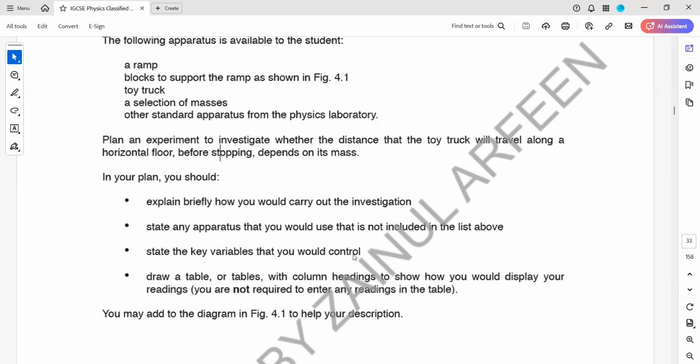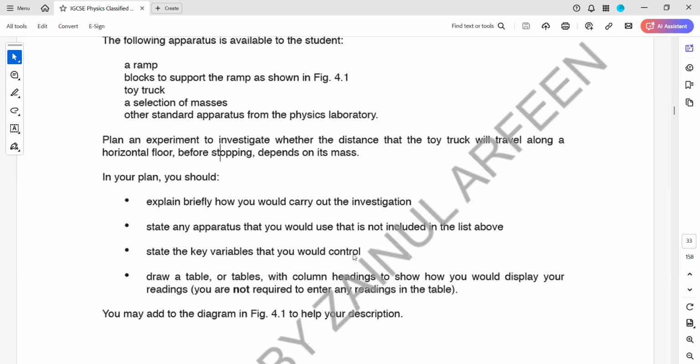Sir, as soon as we release the truck from the ramp, at the start of the ramp, we will start the stopwatch. And after starting the stopwatch, we will note the final time. We will record the initial time and the final time. After that, we will repeat this experiment for different trucks with different masses.